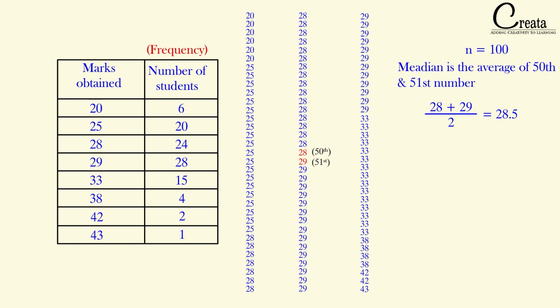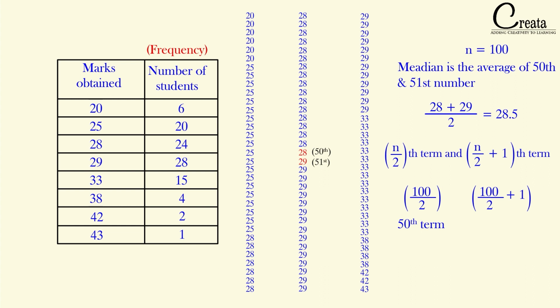Got it? You can also use the formula, that is n by 2 and n by 2 plus 1. The n by 2th term will be 100 upon 2, that is the 50th term, and n by 2 plus 1 will be the 51st term. So the average of the 50th term and 51st term will be the median. The 50th term is 28 and the 51st term is 29. So you got the answer as 28.5. That is the median.